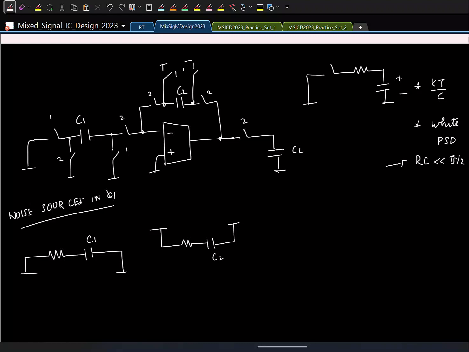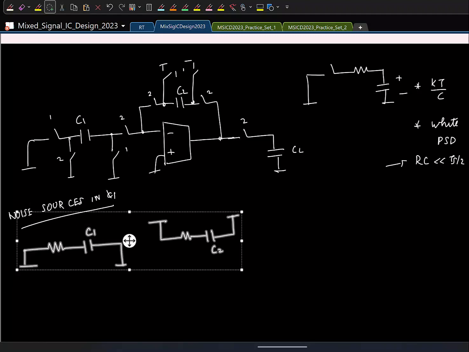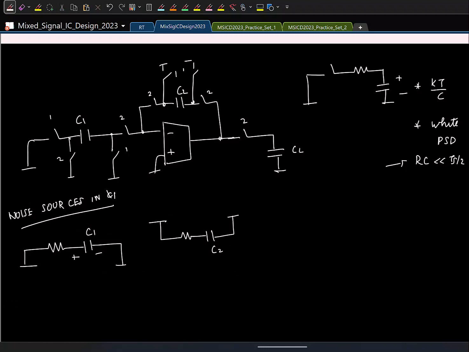Okay, so now you should be able to say what is the mean squared noise voltage across C1: kT by C1. Across C2, what is the mean squared noise? kT by C2. In phase 1, this is what is happening. So let's see what happens in phase 2. In phase 2, we are simply transferring it.